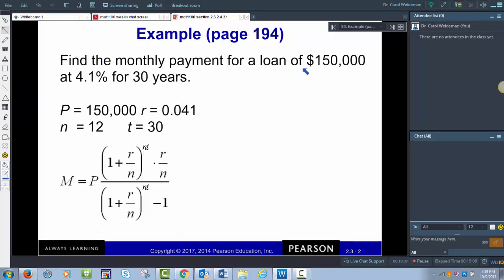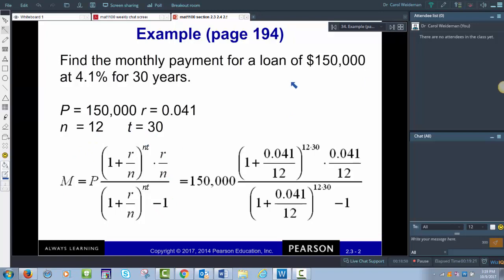We want to do the monthly payment for a loan of $150,000 at 4.1% for 30 years. All right, so the principal is $150,000. Interest rate 0.041. Monthly means 12 payments per year, so N is 12, and we're going for 30 years. So here's my formula. I'm going to put my numbers in. All I did was replace the numbers.